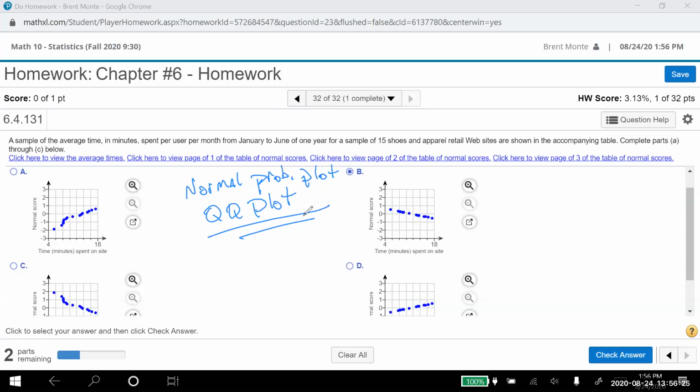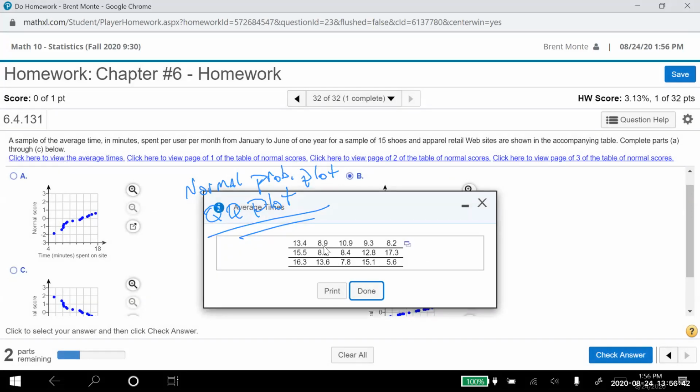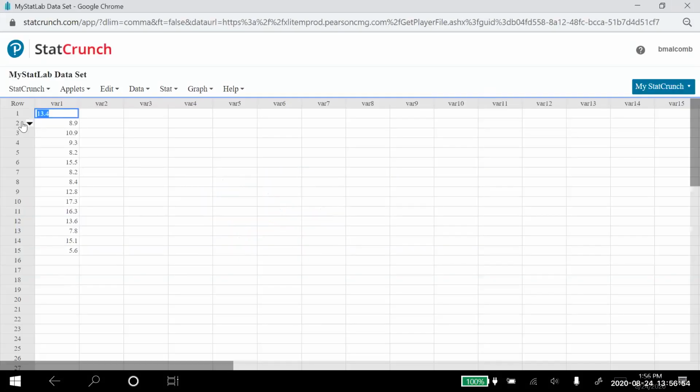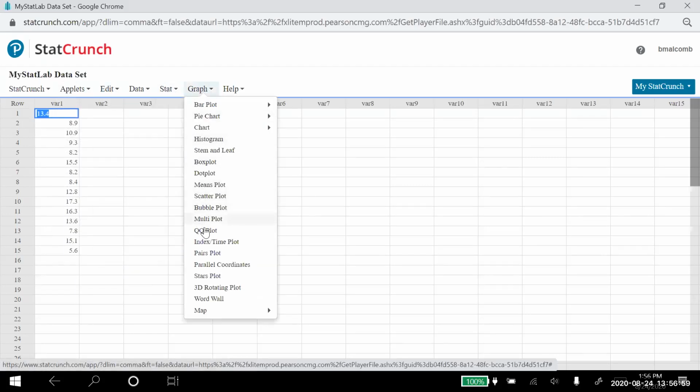And notice up here, they give us the tables. Click here to view page 1 of the table of normal curves, page 2, page 3 of the normal curves. We're not using the table to do these. We're going to just have StatCrunch do it. So what I'm going to do is open this up. There's my data. I'm going to open it up in StatCrunch, and I'm going to do the normal probability plot, which they call a QQ plot. We can erase all that. There's my data. So this time what I do is I go into graph, because I'm going to graph something. And down here it says QQ plot.